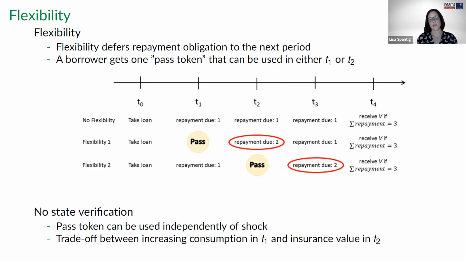Importantly, we don't have any state verification, which would be super costly for the bank, to actually go and check for each borrower whether they face an income shock or not. So we leave the use of flexibility at the discretion of the borrower. That means the pass token can also be used in case the client does not face a shock, creating this trade-off between having a higher consumption now or keeping this pass token for the next period as insurance.